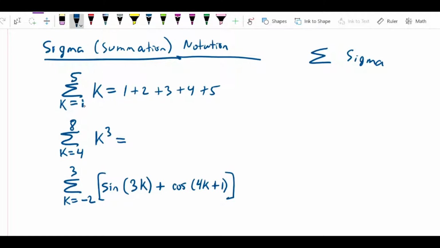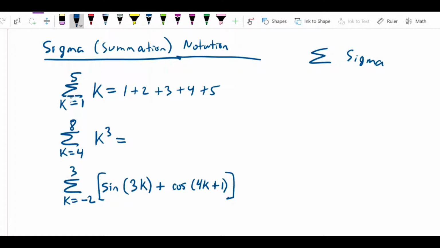You say equals some number. That's going to be the lowest number that you're going to substitute in for k. And then on the top, you write the highest number that you're going to substitute in for k. These have to be integers, and unlike most of the things that we've done so far, where we're assuming intervals of real numbers, k can only be the integers.